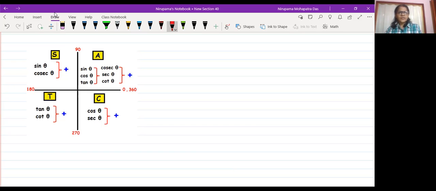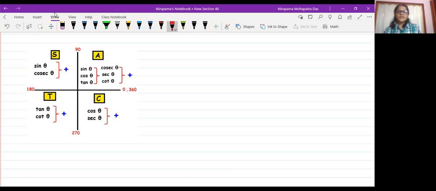So when sin theta is positive, cosec theta will be positive. When cos theta is positive, sec theta will be positive. And when tan theta is positive, cot theta will also be positive, right? All positive. Now coming to the second quadrant. Here it is written S, meaning sine. So sin theta is positive, cosec theta is positive.